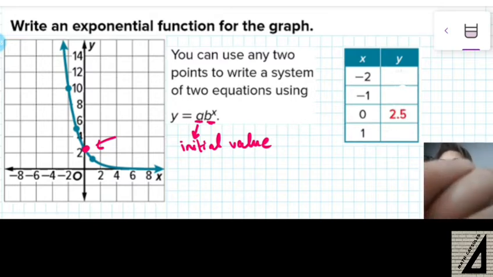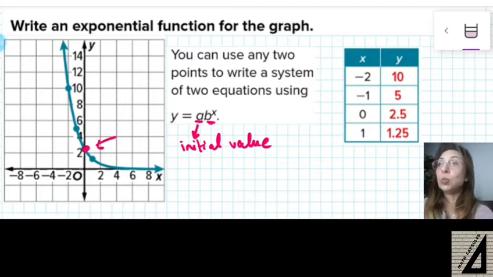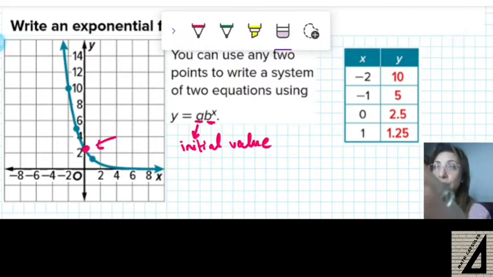And for negative 2, from the graph, we can see it is 10. And for negative 1, it is 5. And for 1, it is 1.25. Now to find B. So the first thing, let me write first what is A. I got A equals 2.5.